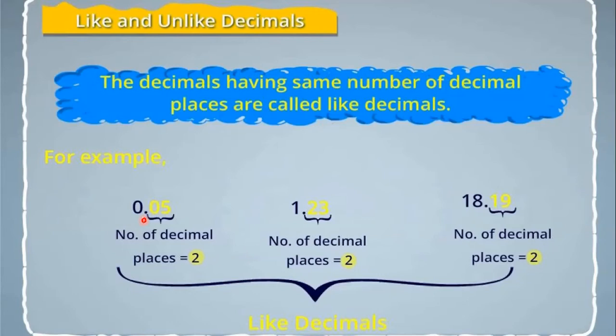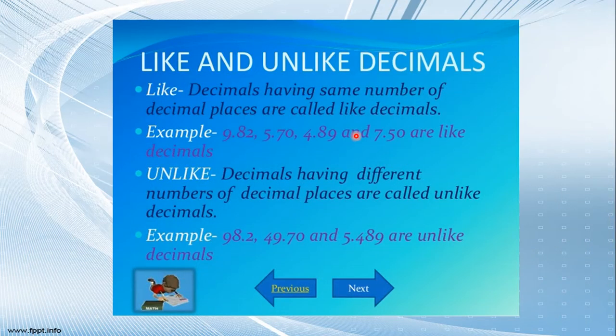Why? See, after the decimal, how many decimal places do we have? 2. Because 0 is on the first place and 5 is on the second. That means after the decimal, however many digits we have, that many decimal places we count. So 0 and 5, 2. 2 and 3, 2. 1 and 9, 2. So in each and every number we have 2 decimal places. That's why they are like decimals. Clear?